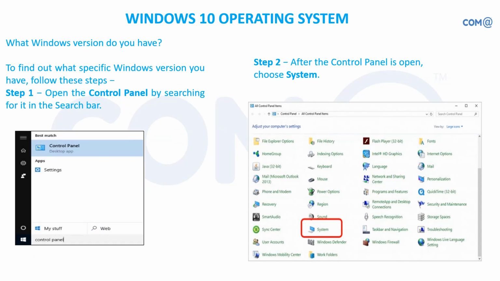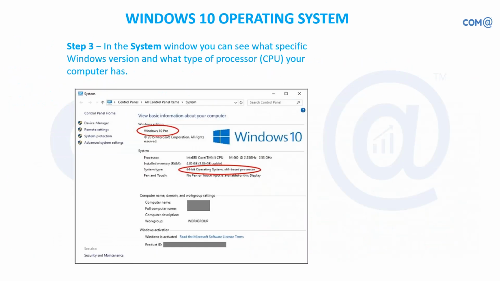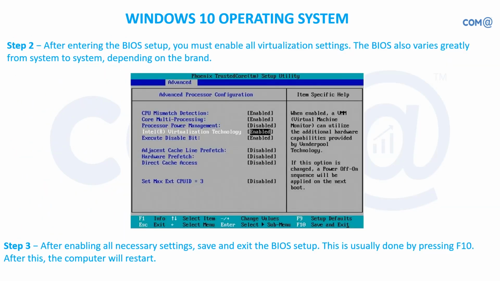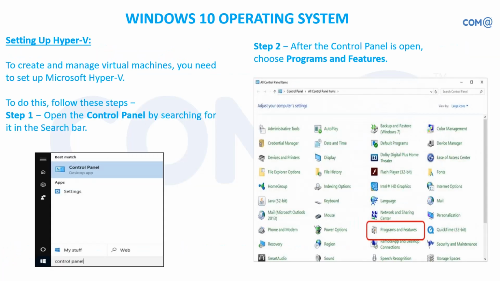So you can go to Control Panel, open System, and find out which operating system you have. You have Windows 10 Pro. So the first step is clear. The second step is enabling it in BIOS. Press F2 to enter setup when you are booting. It's a Phoenix BIOS, so in the advanced option you can find Virtualization Technology enabled. So the second thing is also cleared.